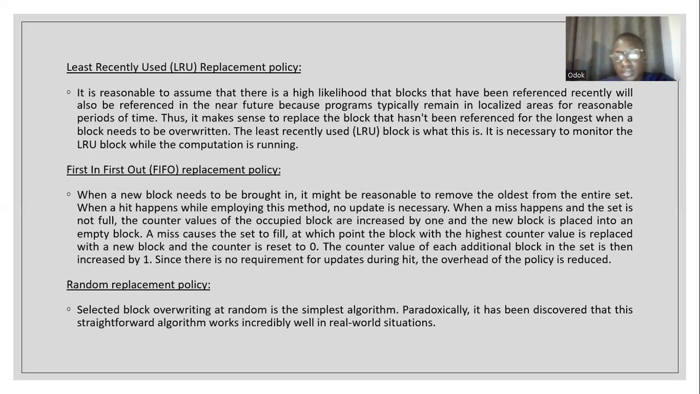Getting to the second difference between these, the index. In direct mapping, the index is given by the number of blocks in the cache. In associative mapping, the index is 0. Then for set associative mapping, the index is given by the number of sets in the cache. These are some of the few differences among these mappings.